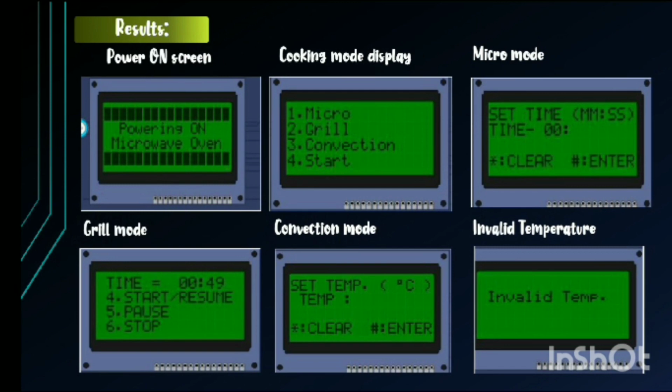These are the results of this project. First is showing the result for power on screen. The second picture is showing cooking mode displays. And third picture is showing micro mode. And fourth picture is showing grill mode. And fifth picture is showing convection mode. And sixth picture is showing the invalid temperature.